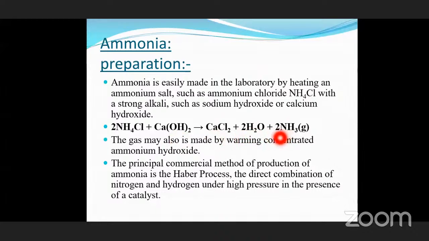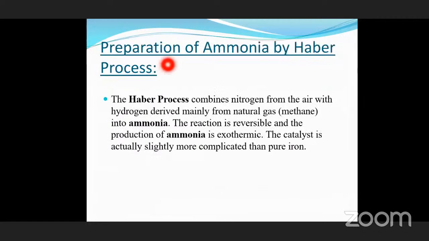So this is about the first preparation process of ammonia, right? Here, the gas may also be made by warming concentrated ammonium hydroxide. Okay, in this case, the best example to prepare ammonia is by using ammonium chloride with calcium hydroxide to get the ammonia. The ammonia is always present in the gaseous state, right?